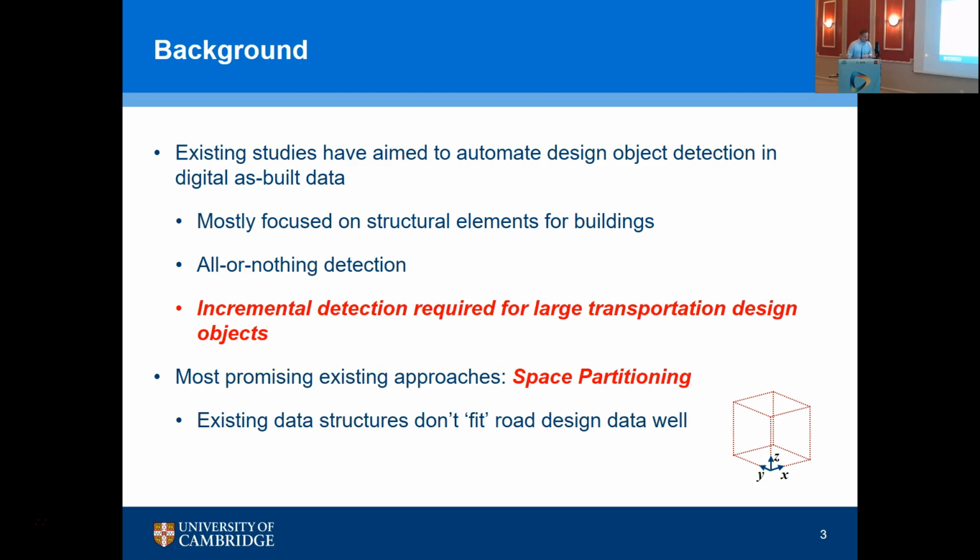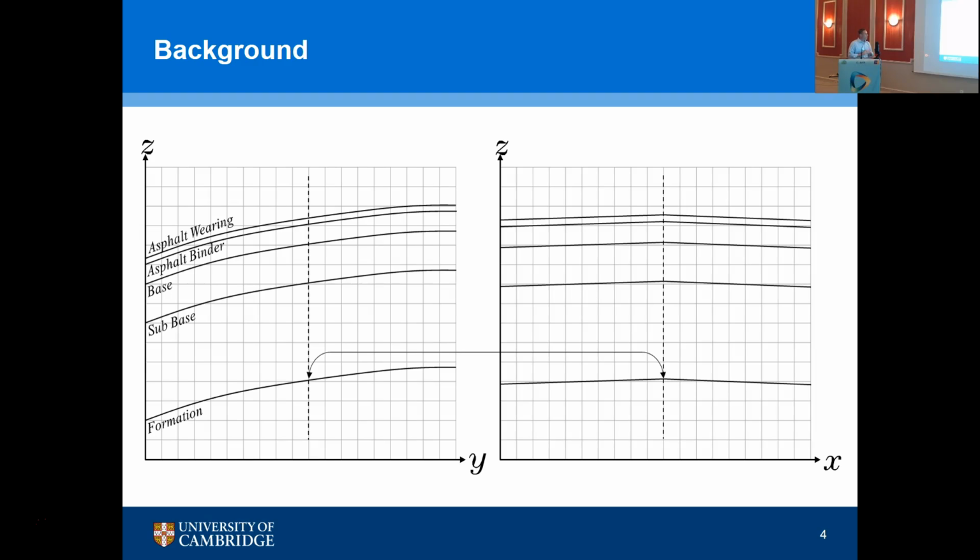Now the issue with the existing methods, think like an octree or just a blind voxelization of a 3D space, is that they don't fit the road design data very well. And to illustrate my point, I'll provide this graphic here. So imagine here we're looking at a 3D cube, but we're looking at it in 2 dimensions. And each square you see is a voxel of the same side length on each side there.